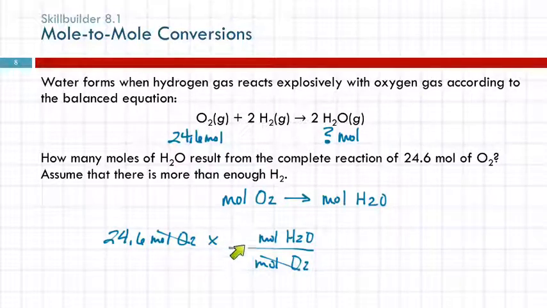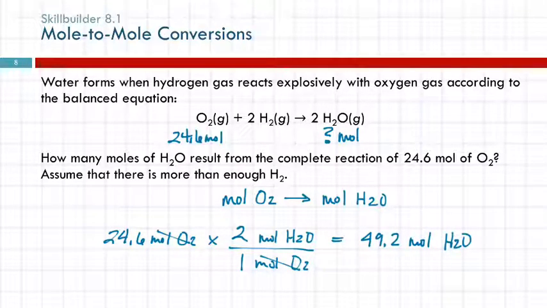I need numbers in this relationship. They come from the balanced chemical equation. In front of oxygen is an understood 1. I'm going to put a 1 down there. In front of H2O is a 2. So I put a 2 here. So you do the math and you come up with 49.2 moles of water. This had 3 sig figs, that has 3 sig figs. Any questions?